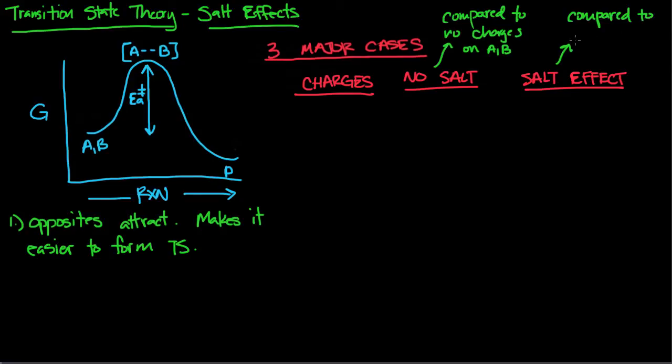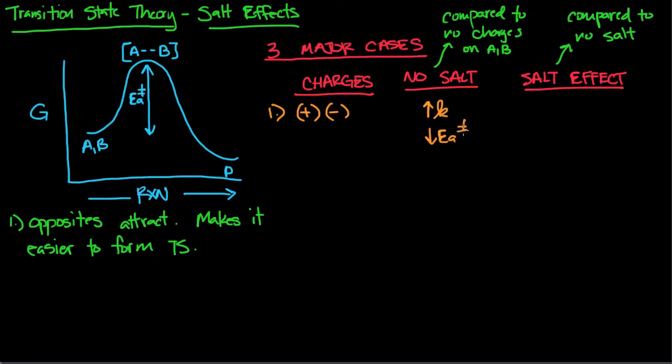Okay. Our first scenario that we're going to deal with is, let's say we have oppositely charged particles. If you have oppositely charged particles, it's easier to form the transition state. What's going to happen is you're going to raise the K value and lower the activation energy, the EA double dagger, to form the transition state.